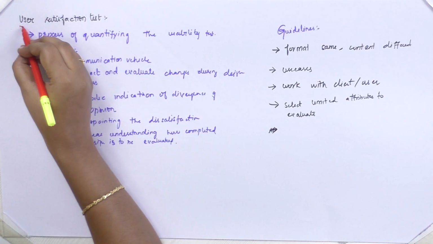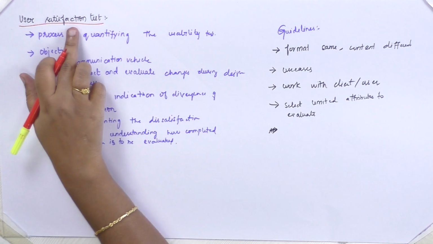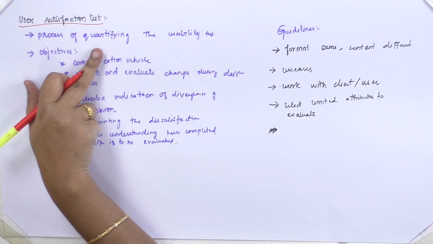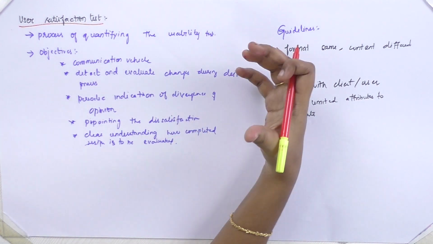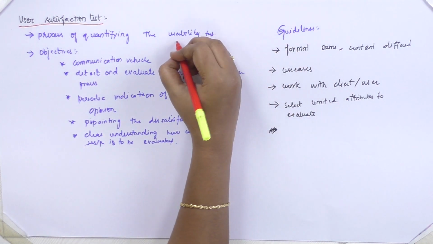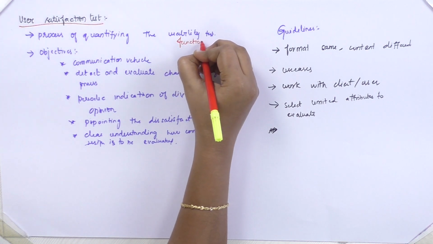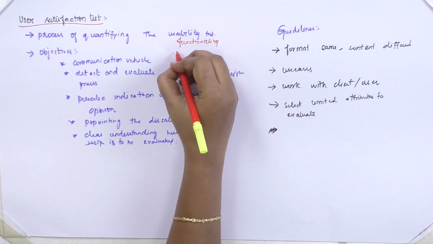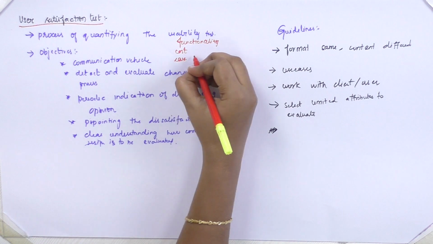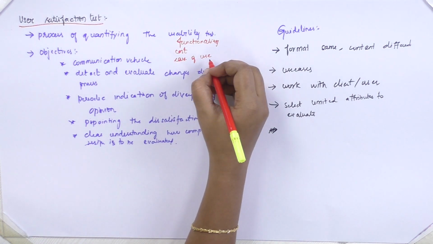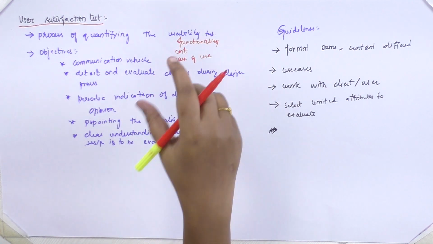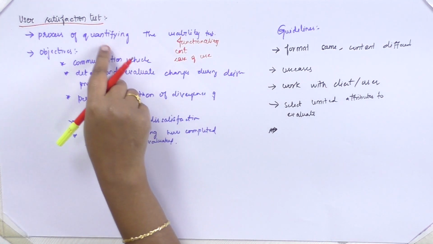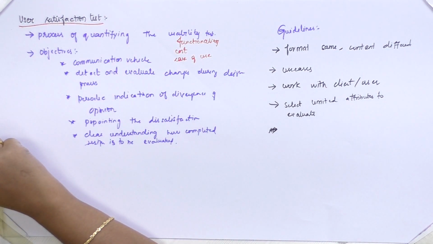The next thing we are going to see is user satisfaction testing. User satisfaction testing is the process of quantifying the usability test with some measurable attributes, such as functionality, cost, or ease, how easy it is to use the software. So a usability test can be quantified with the help of user satisfaction testing.